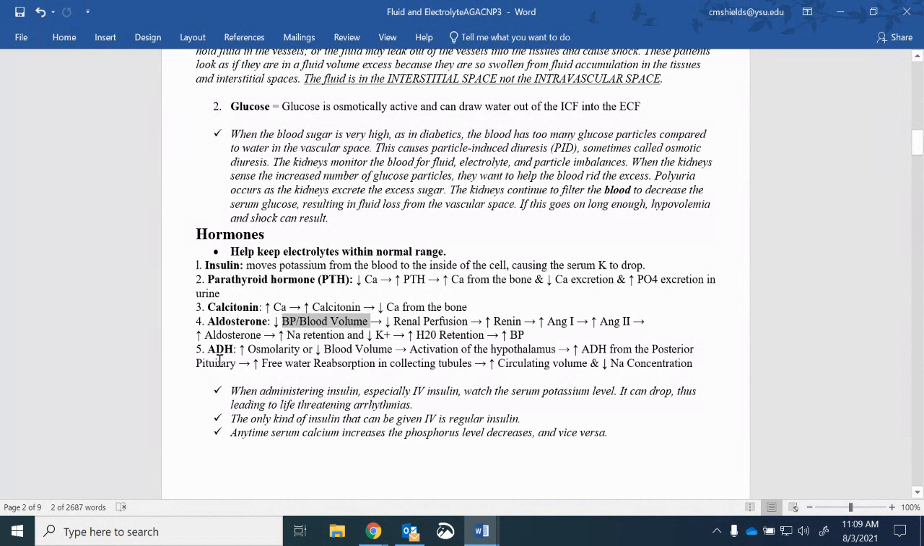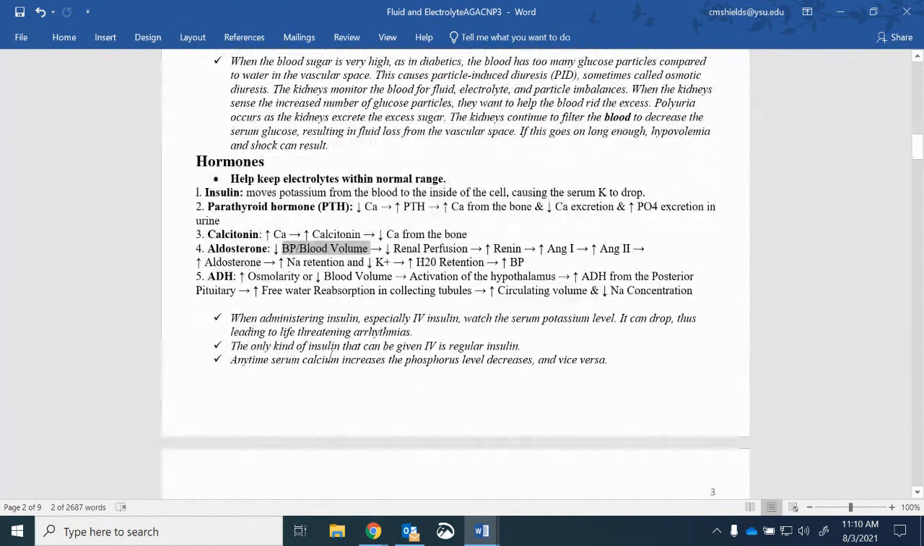Antidiuretic hormone, we say antidiuretic hormone, you think water, not sodium. So basically increased osmolarity or a decreased blood volume activates the hypothalamus, and we get an increase of antidiuretic hormone from the posterior pituitary, which increases free water reabsorption in the collecting tubules, which increases circulating volume and decreases sodium concentration. Why? It's increasing water, okay? Antidiuretic hormone directly relates to water, not sodium.